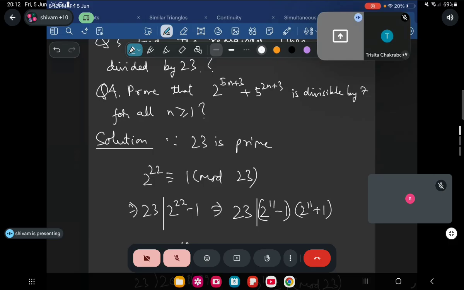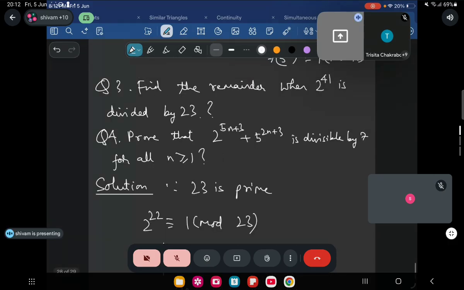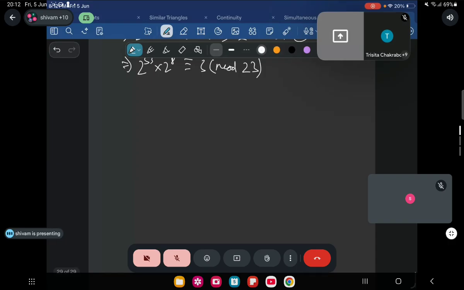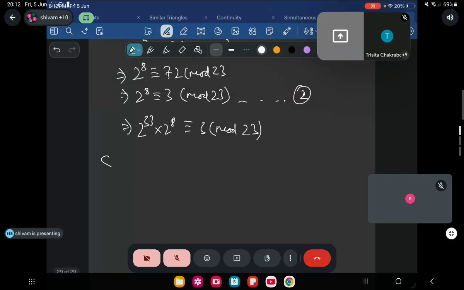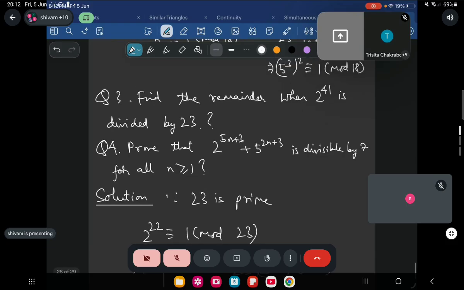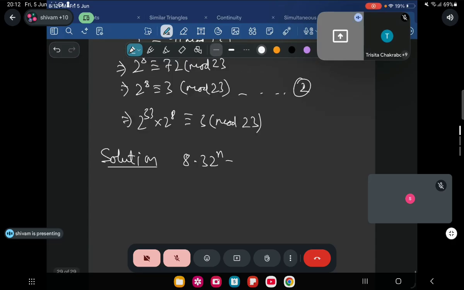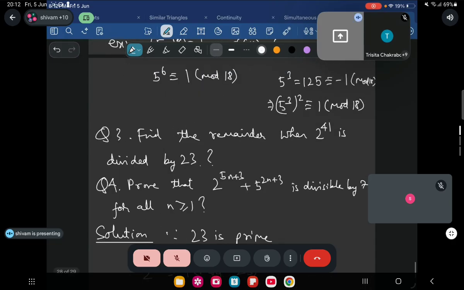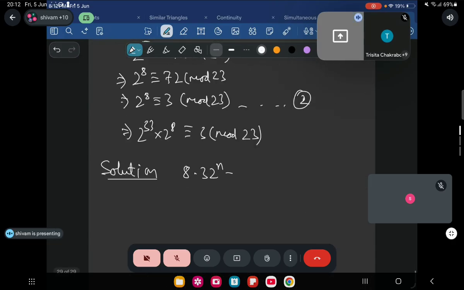2 to the power 5n plus 3 plus 5 to the power 2n plus 3. So first of all, break it completely. Can we write it as 8 into 32 to the power n plus 125 into 25 to the power n? 2 cube is 8, 5 cube is 125. This is what we need to prove, everyone.